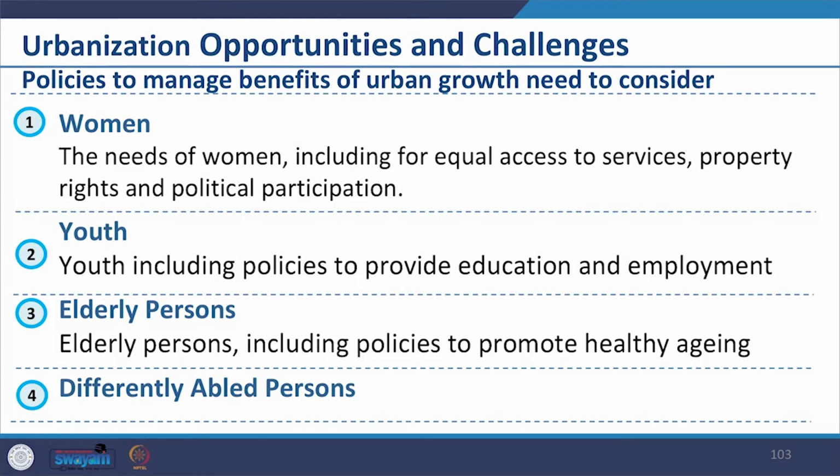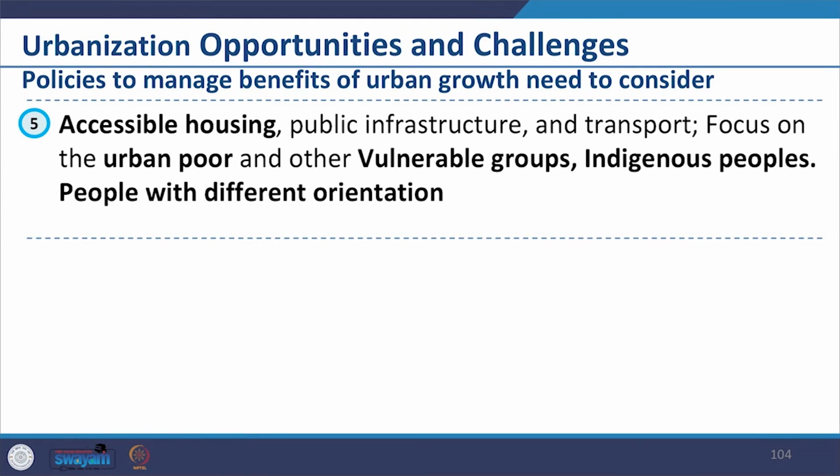To ensure that the benefits of urbanization are shared and that no one is left behind, policies to manage urban growth need to consider the needs of women, including equal access to services, property rights, and political participation; youth, including policies to provide education and employment; older persons, including policies to promote healthy aging; persons with disabilities, including policy and law on accessible housing, public infrastructure, and transportation; and focus on the urban poor and other vulnerable groups, including indigenous people, people of color, and people of different orientation.